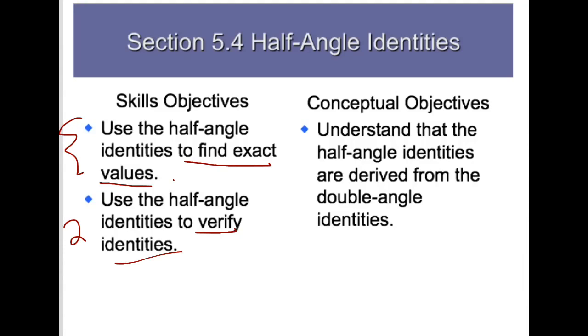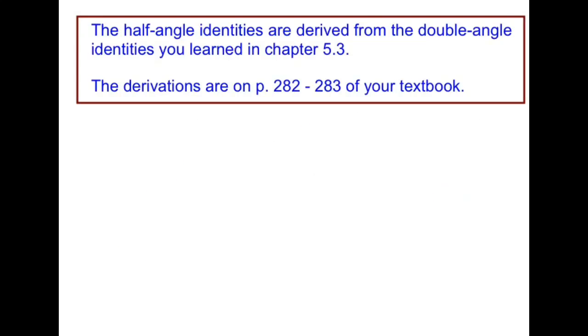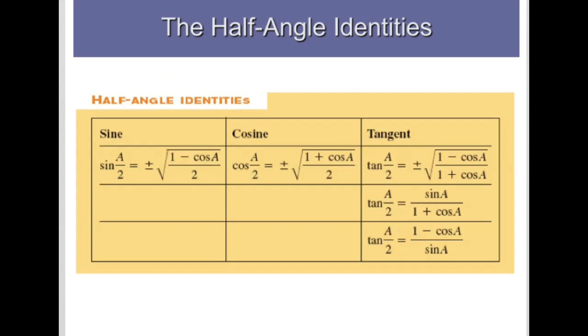One other thing that we have in this chapter is the derivation of the double angle identities. I'm not going to derive those for you, but if you'd like to see the derivations, they are on page 282 to 283 of your textbook. Now let's see these identities.